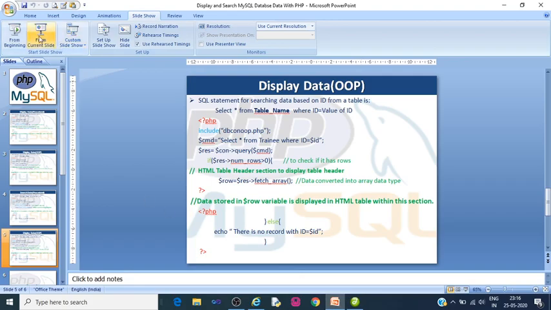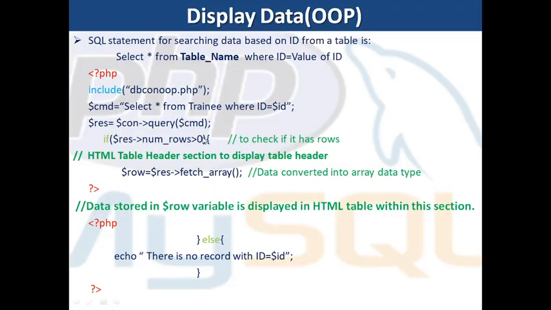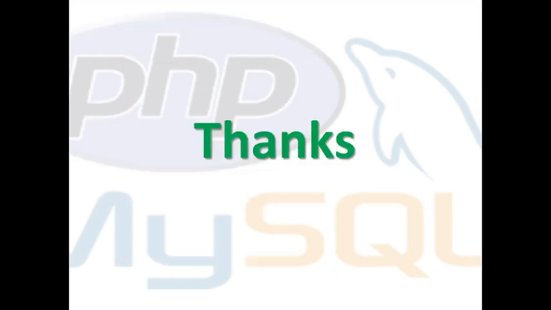So we have displayed MySQL table data and searched a record based on some criteria. Here we have used ID as ID was the primary key, using PHP. In my next video, I will be discussing how to update a record in a database using PHP.